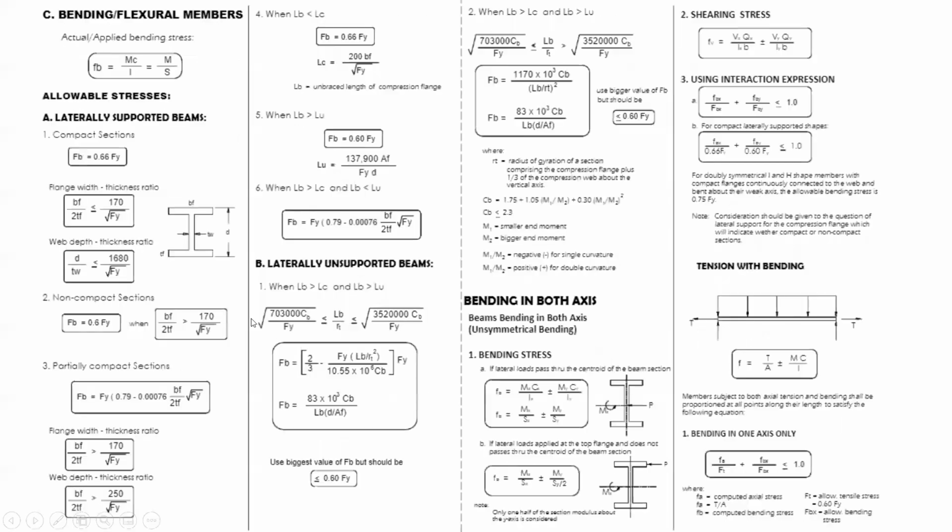Next, we have more formulas. Fb is equal to Mc over I, which is also equal to M over S. That's what we had earlier, M over Sx. We also have Fb is equal to 0.66 Fy, and all the others that we often use for bending and flexural members. When combined, tension with bending, you have T over A plus and minus Mc over I, bending in one axis. Everything is here. So if you don't know how to use it, you could just send something to the group chat or call out to me. I will be online and we'll see how I can help.